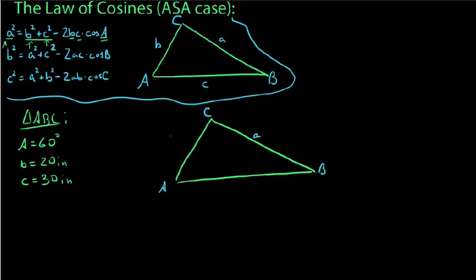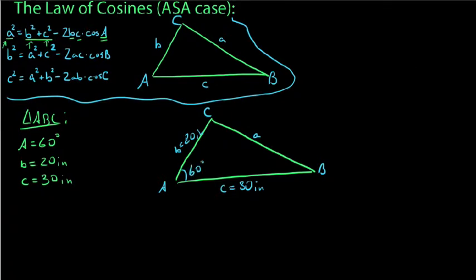And so we have lowercase a, lowercase b, and lowercase c. Filling in the known information, we know that C is 30 inches, the side length B is 20 inches, and angle A is 60 degrees. So the first thing I want to consider here is this.